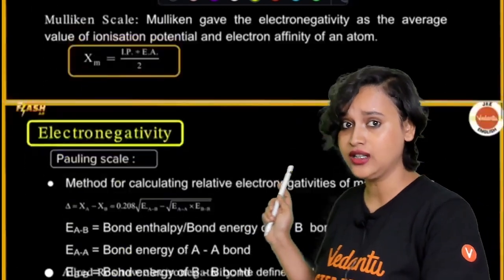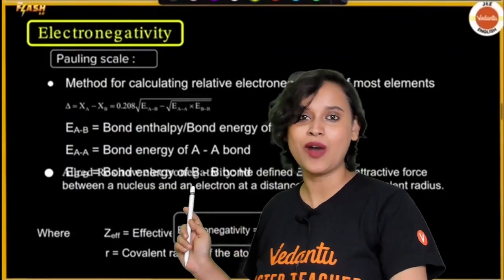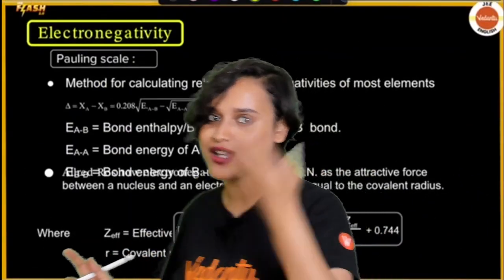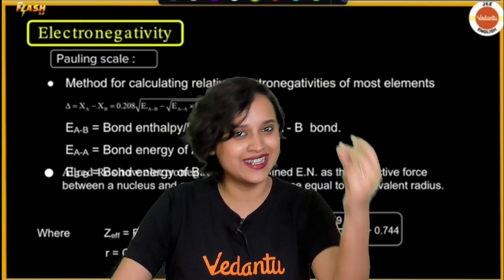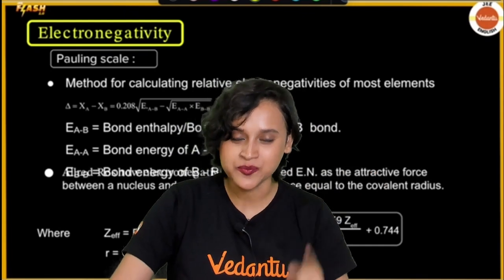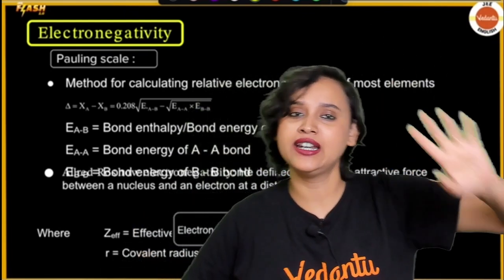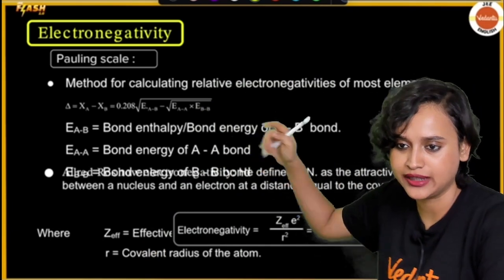Okay, but that's not it. Now, would one scientist give one idea and that's it? Then science would not have advanced at all. So after one scientist, there is a second scientist whose name is Pauling. Pauling came up and he said that, no, I will tell you how to calculate it.